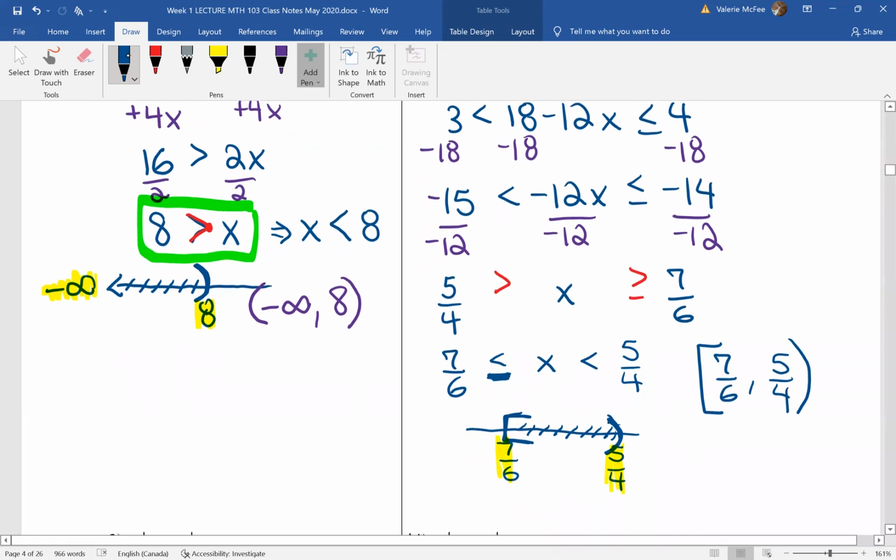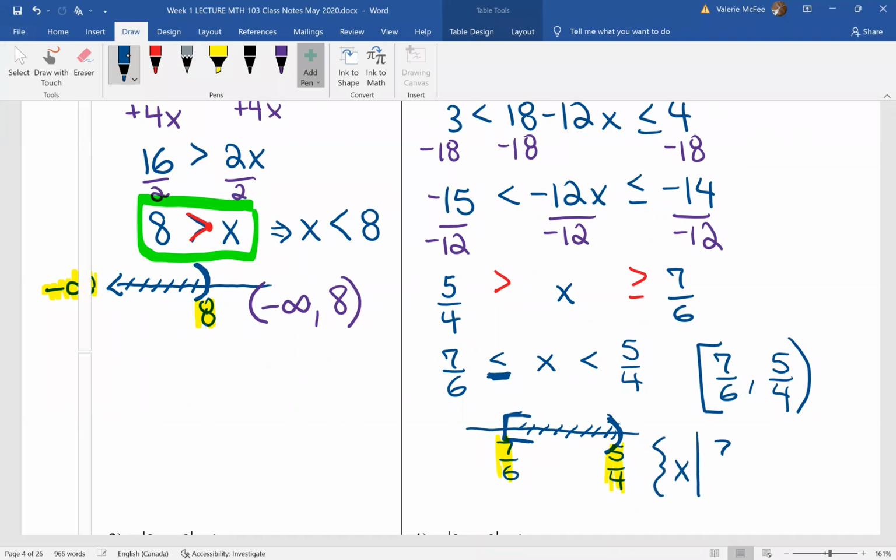When we're writing this in set notation, for all the values of x, such that x is greater than or equal to 7/6, but less than 5/4. Again, this is a good time to go to the homework in Pearson and do some practice.